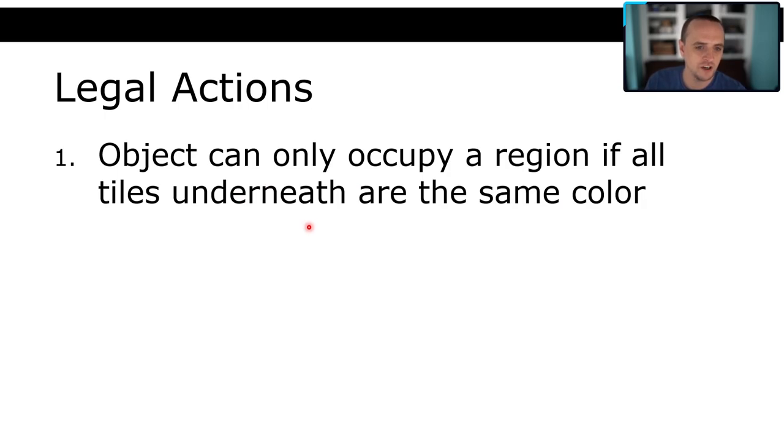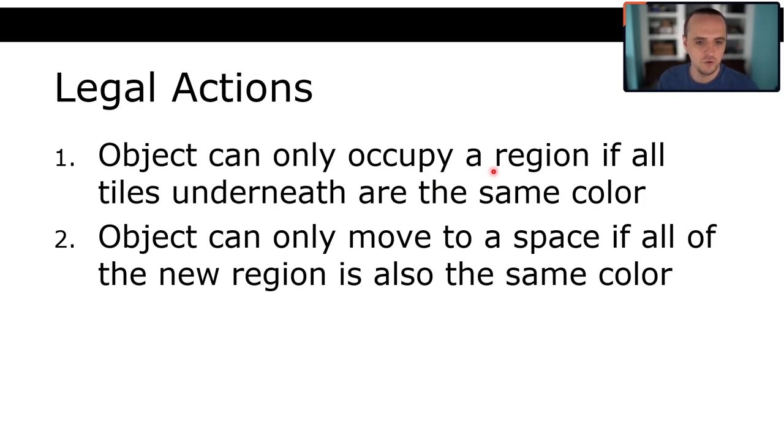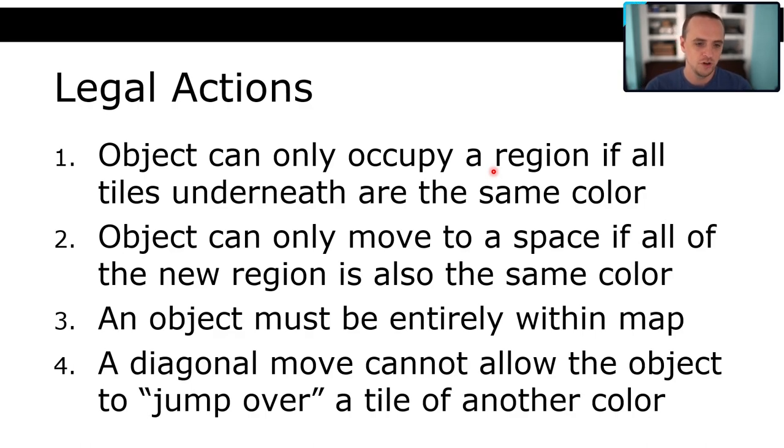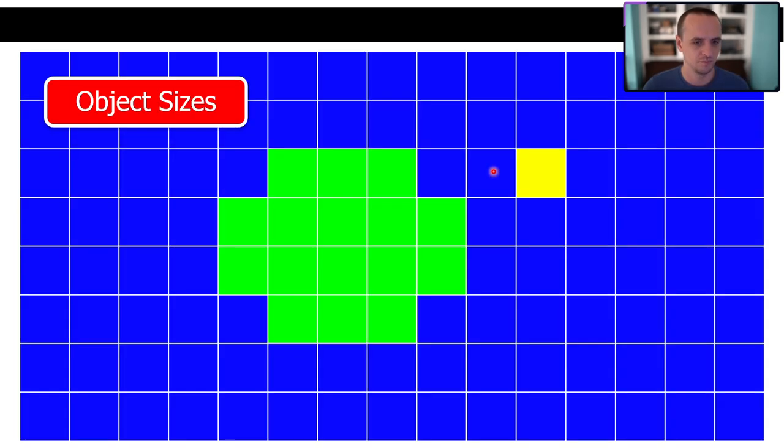An object can only occupy a region if all of the tiles occupied by the object are the same color. An object can only move to a space if all of the new region is also the same color. And I'll give demonstrations of this. An object must be entirely within the map. Since objects can be larger than one by one, you can't have part of it in the map and part of it outside the map. You've got to have it all within the map. And a diagonal move cannot allow the object to jump over a tile of another color. That's not intuitive at first, but I do have some examples coming up.